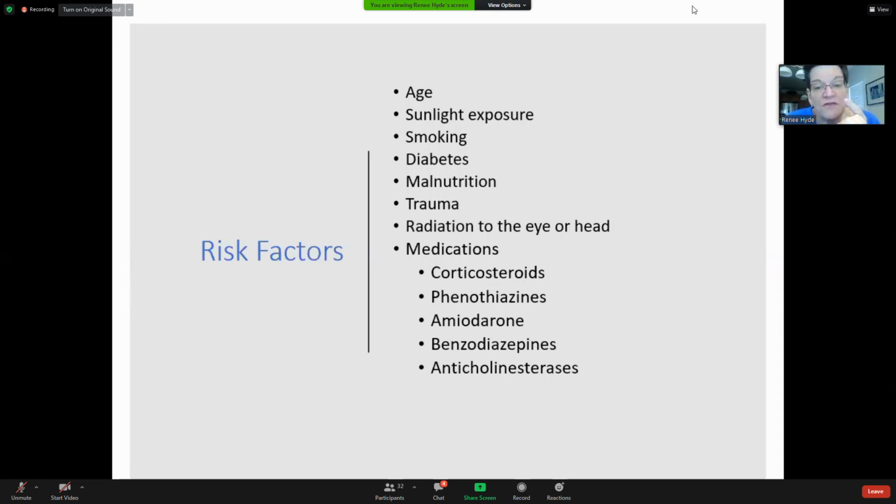Remember with phenothiazines, a lot of those are our anti-nausea drugs. They're also some of our antipsychotics that are phenothiazines.